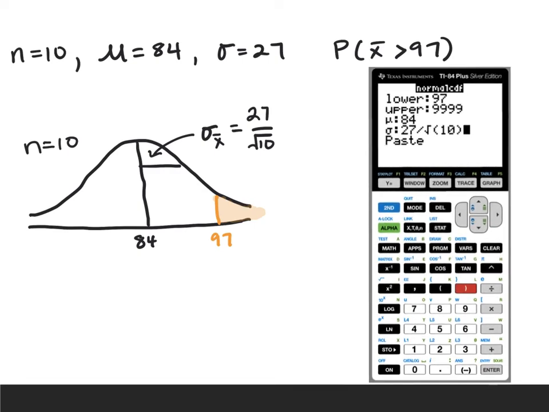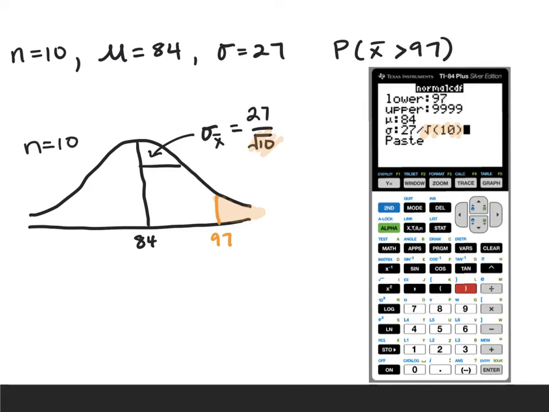Now, again, I still have the same drawing. The only thing that's different, literally one thing that changes, is this square root of 10, which I make sure to put in my calculator. So my lower is still 97. Lower, remember, less than is the left hand side. So the lower side is the left hand side. That's 97. My upper, I'm technically going to infinity, but any very large number will work.